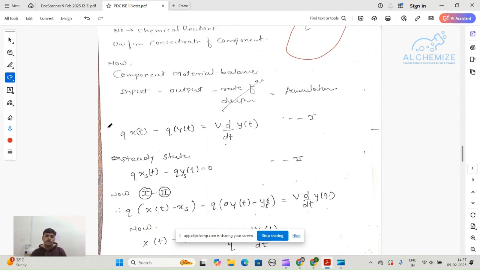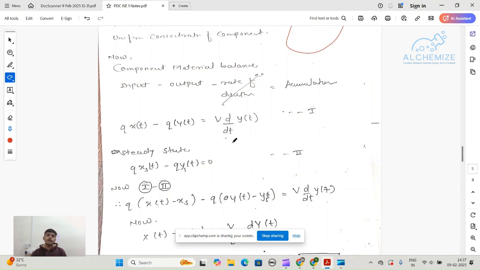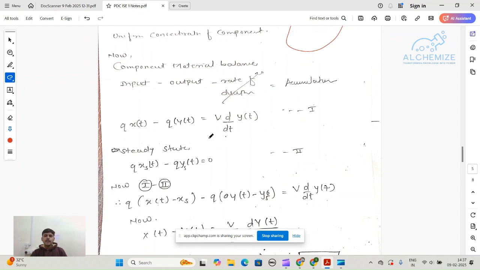So let's take the component balance. So Q into X of t minus Q into Y of t is equal to V into dy of t upon dt. And at steady state condition it becomes 0.